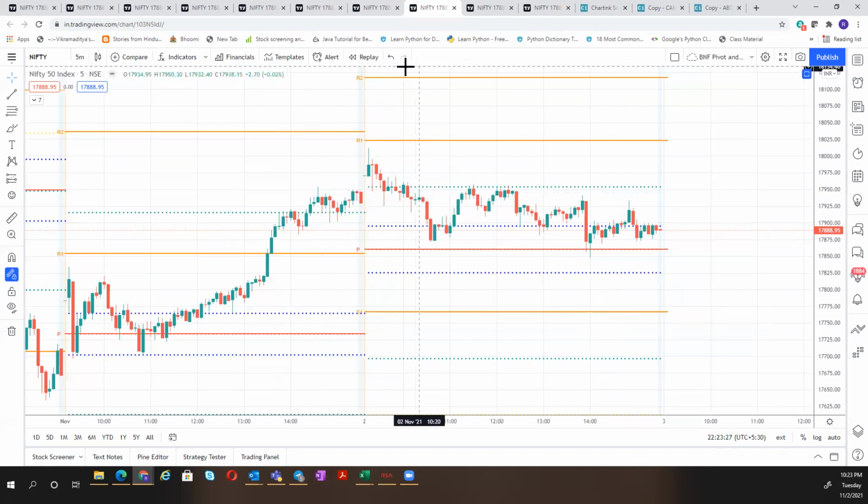So we already have pivots here along with the price action candles. We have the central pivot range, which can act as the support while price is coming from the top, or resistance when coming from the bottom. And we have R1, R2, S1, S2, which can act as support and resistance.